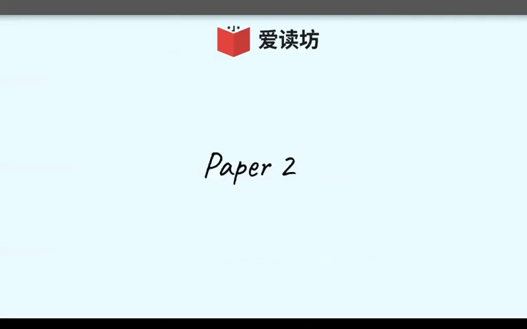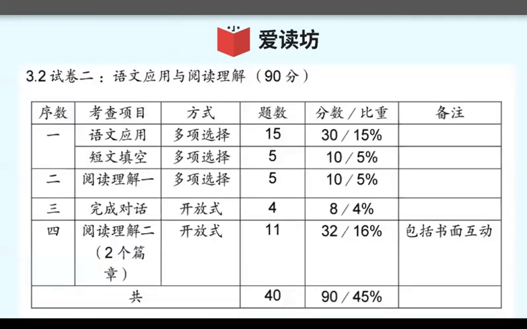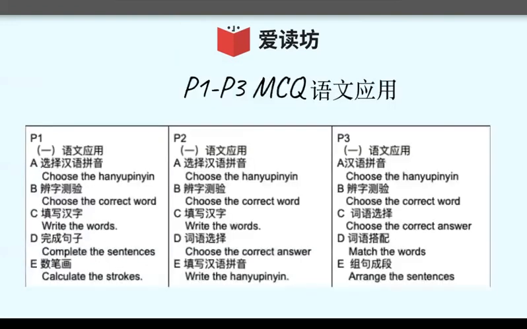Now we will go through paper 2. Paper 2 is mostly MCQ, which is multiple choice questions, but also has comprehensions. So P1 to P6 have different MCQ formats. These are the P1 to P3 MCQ formats.